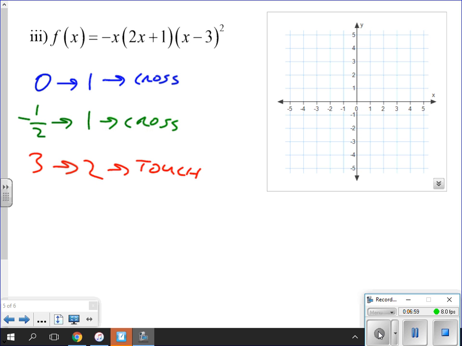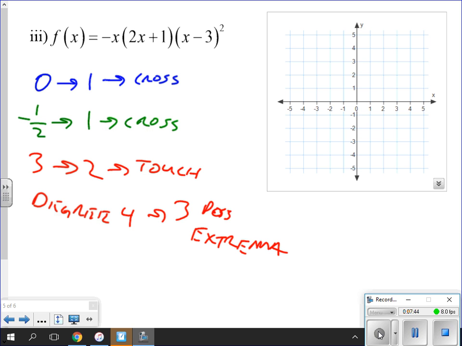Okay. What is the degree of my polynomial? 4. Add up the multiplicities, you get your degree. It's degree 4. Because I have x to the first, 2x plus 1 to the first, x minus 3 squared. So I have a degree 4. So how many max and mins do I have possible? 3 possible extrema, or maximum extrema. Okay. What is my first term?